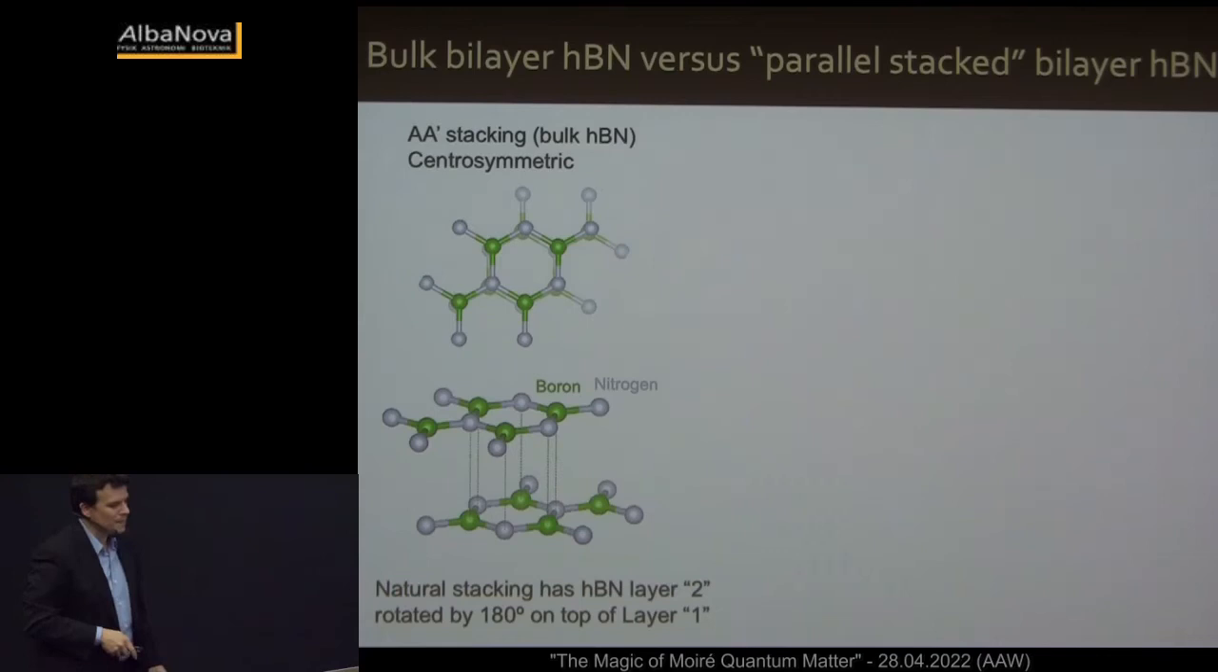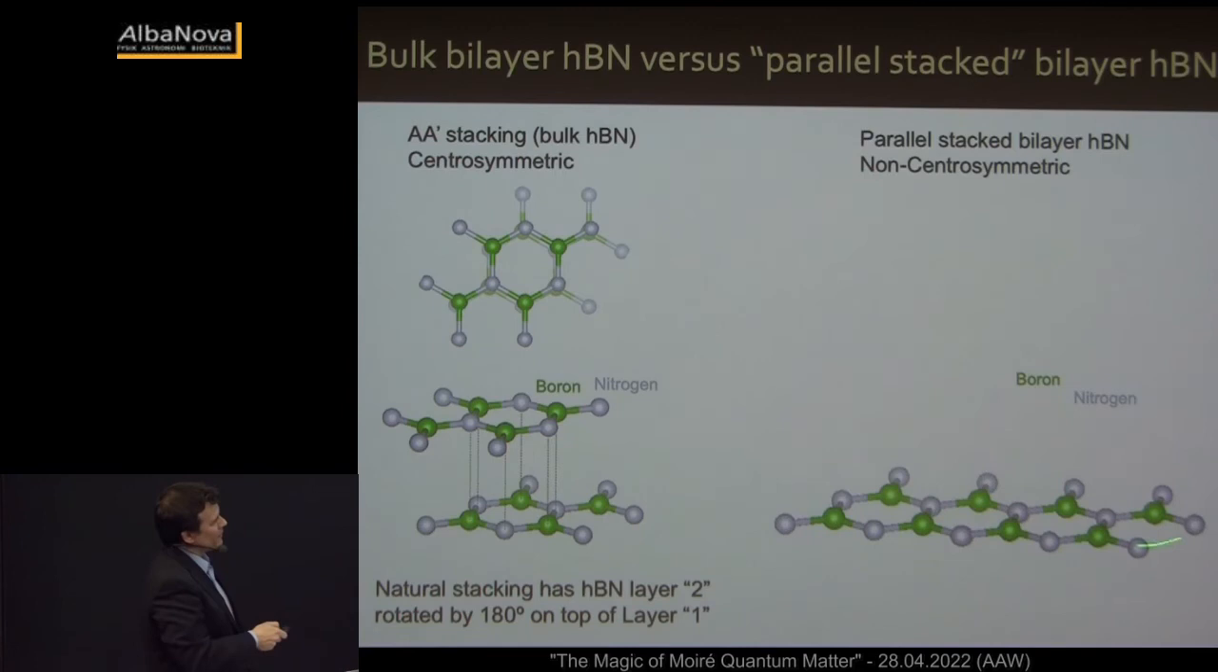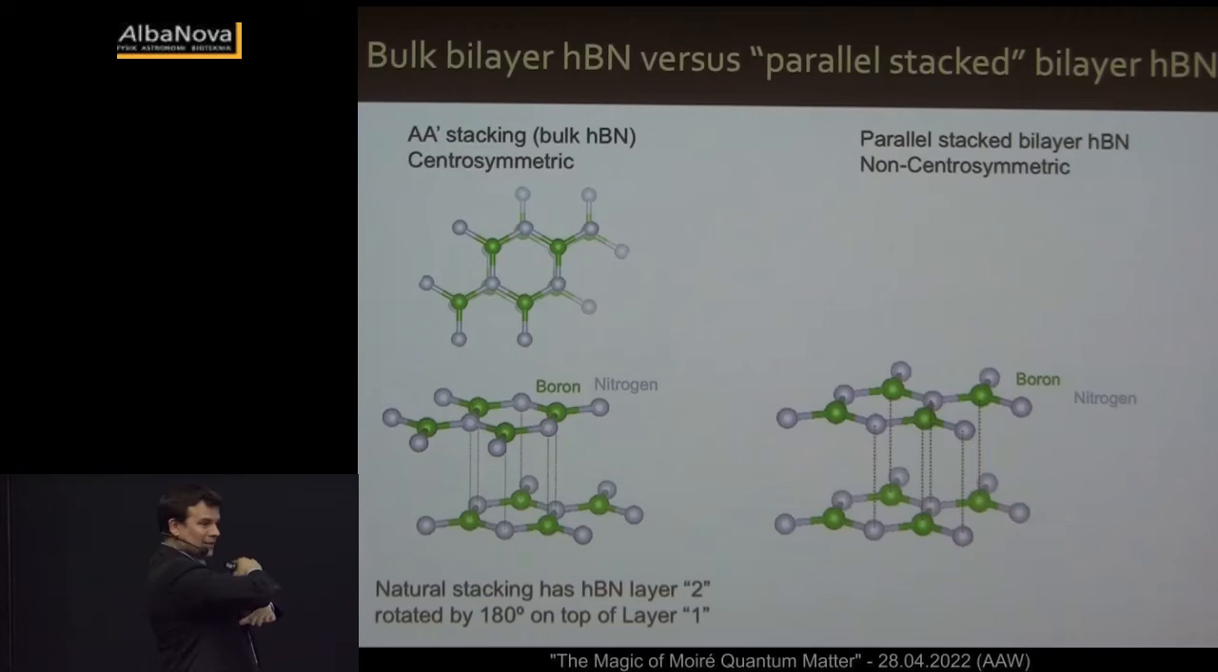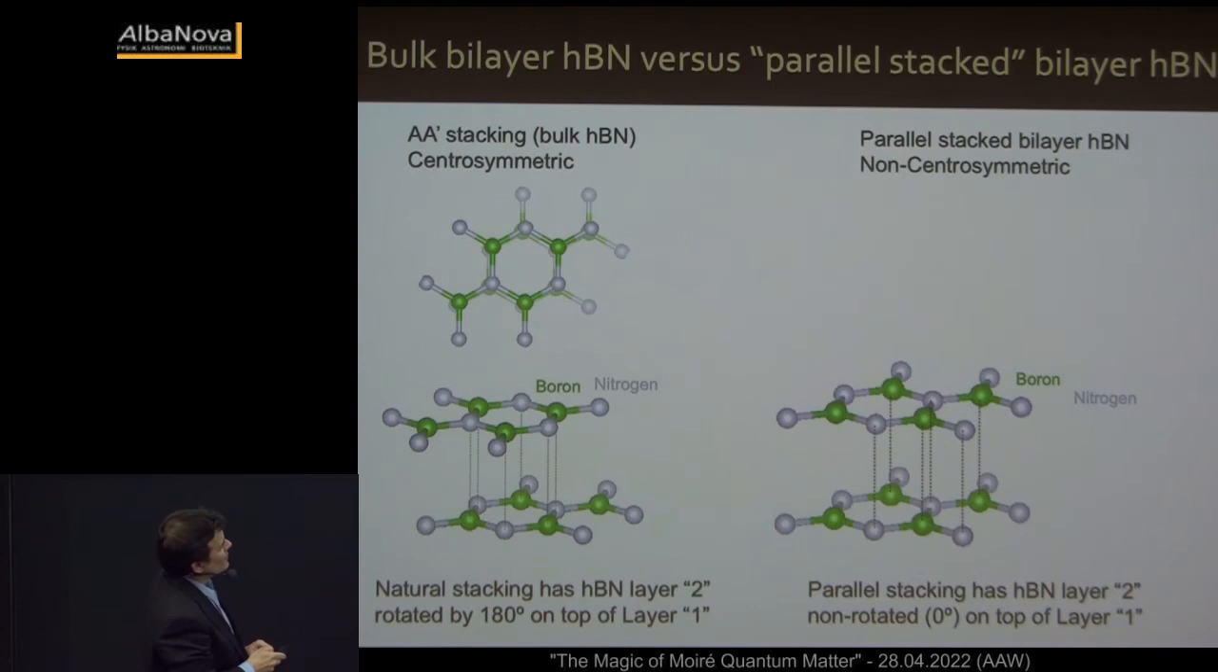Now, because we can do anything we want with these two-dimensional planes in terms of assembly, we can do the following. We can take a monolayer of hexagonal boron nitride. Let me add some lines to guide your eyes, showing the boron and nitrogen atoms. We can tear it, and place it on top of itself, but parallel, at 0 degrees, rather than the natural stacking of 180 degrees. Now you have all the nitrogen atoms on top of each other, all the boron atoms on top of each other. That's extremely uncomfortable for the system. It doesn't want to be like that. So what it does is it shifts.